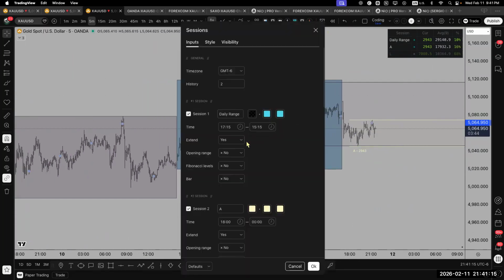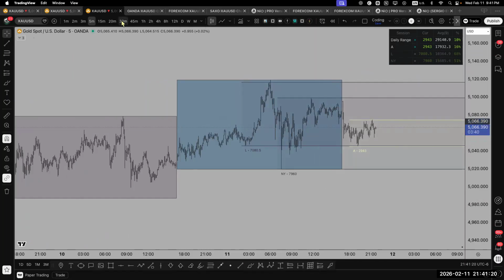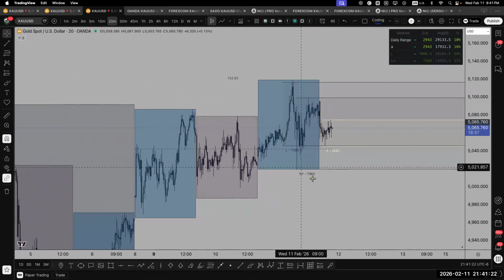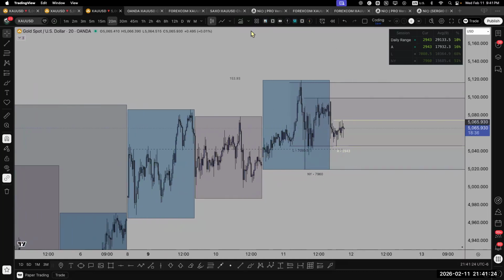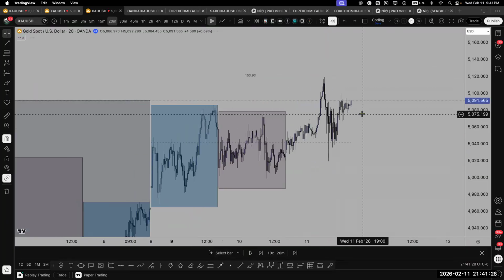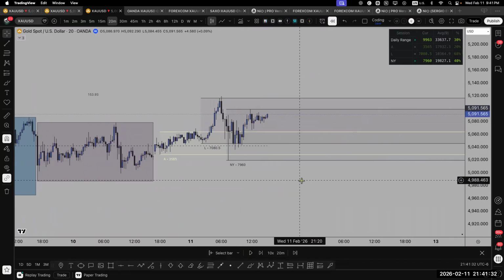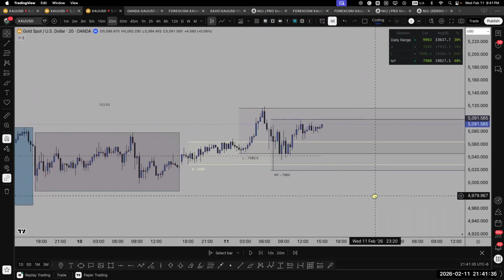Let's quickly add the New York session. All right, this is how we grade ourselves for today. And the buy technically won, the buy to Dubai.